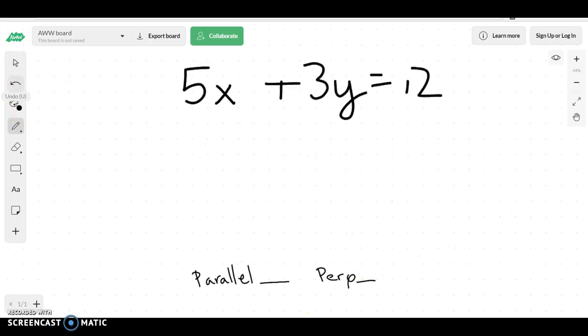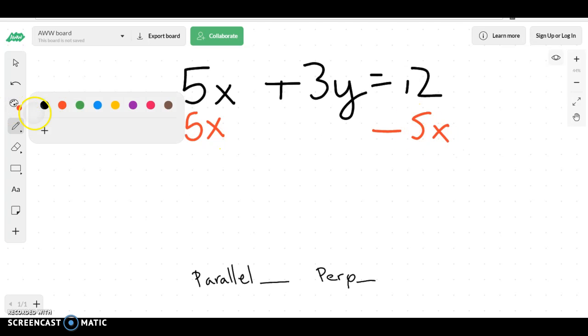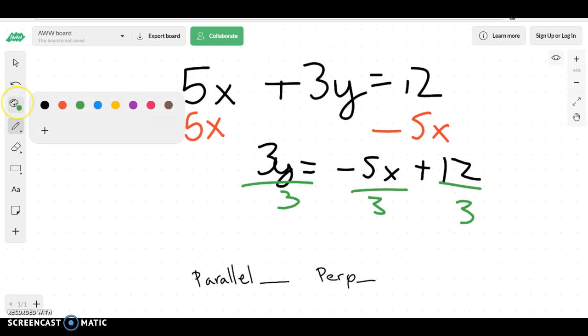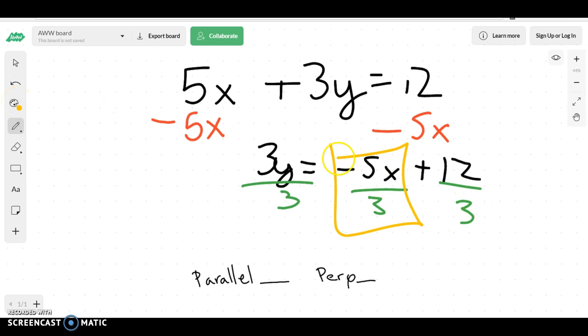Let's try another one. First question is, what is the slope of this line? Answer again, I don't know, because it's not in slope-intercept form. So I would need to get y by itself. Subtract the 5x over. Get 3y is equal to negative 5x plus 12. Divide everything by 3. Again, you really only care about your slope. There's my slope. The parallel slope would be the same, so negative 5 over 3. The perpendicular slope is the exact opposite, so 3 over 5.